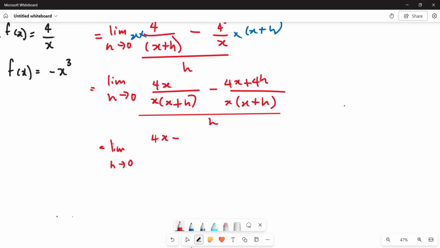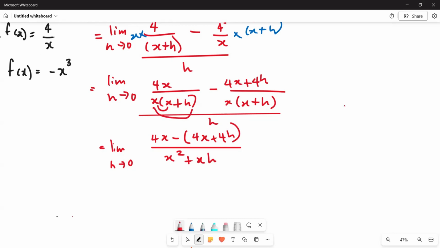Then this is subtract what? This is the same as subtract 4x plus 4h over what? Now, this is the same as your x squared plus your xh. All together, this is the same thing when you multiply the x here and also the x and h. All together.